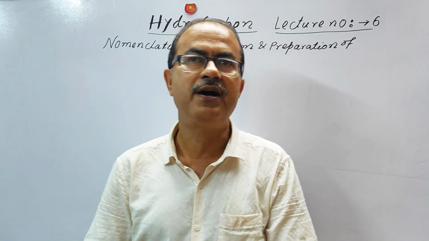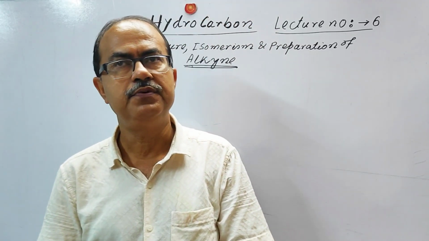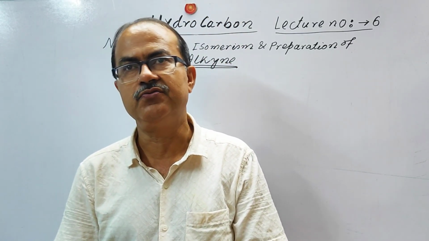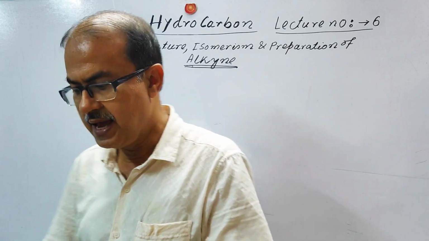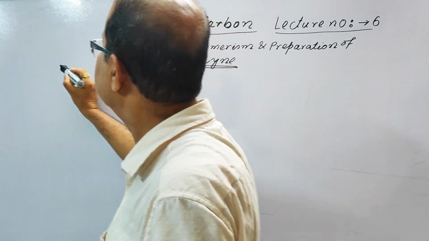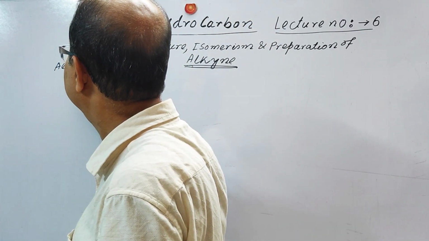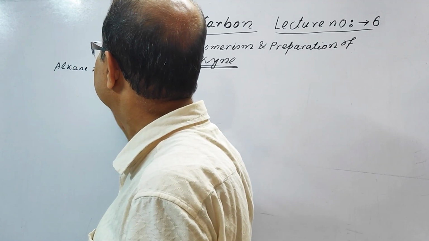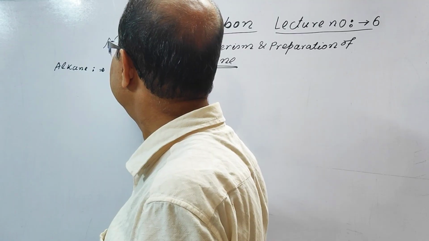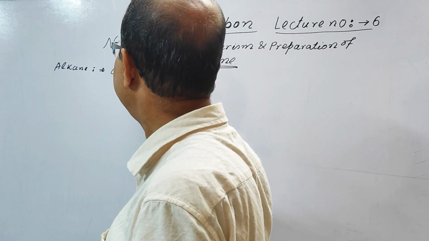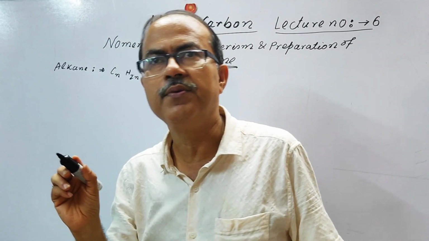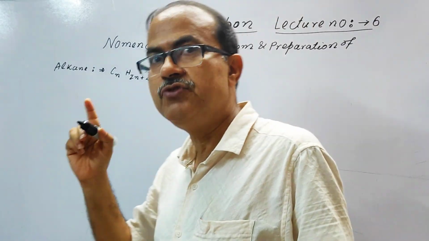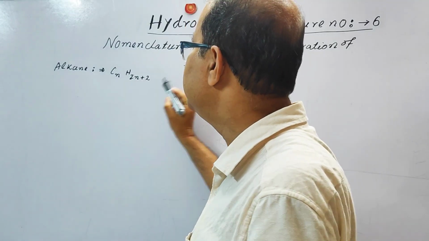So let us first understand the general formula of these 3 hydrocarbons that we have discussed. We know the alkane has the general formula CnH2n+2. What is n? n is basically the number of carbon atoms present in that hydrocarbon. For alkane, which is a saturated hydrocarbon, you will have this general formula.